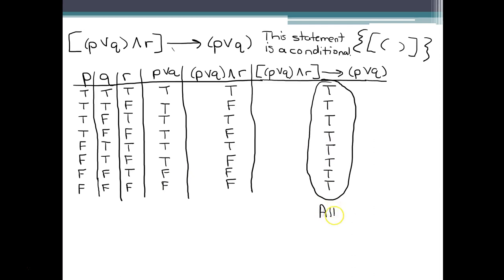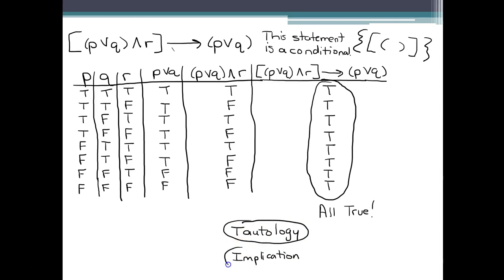And the final column is all true. So this compound statement, this conditional, is a tautology. But since it's a conditional that's a tautology, we can also say it's an implication. It's a tautology, but it's also an implication, because of it being a conditional tautology.